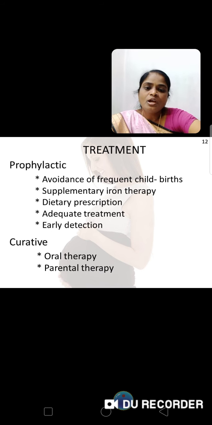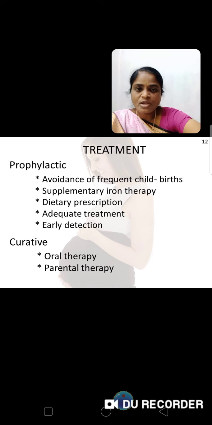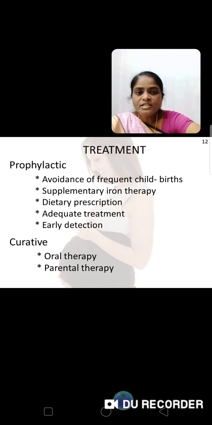And dietary prescription, so that we can ask the mother to take an iron rich diet. Dietary advice: we give health education about the balanced diet and iron rich diet, and through that the mother gets awareness about anemia and how to prevent it, anemia in pregnancy. And next is early detection, through every routine checkup.